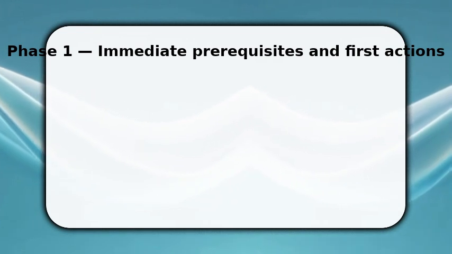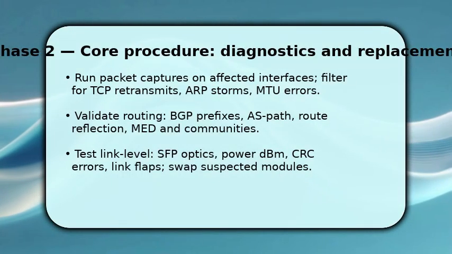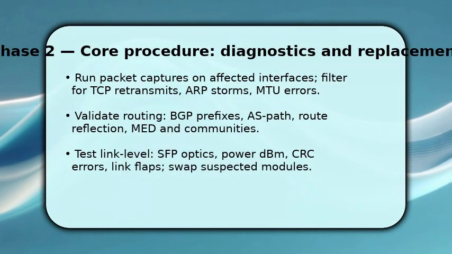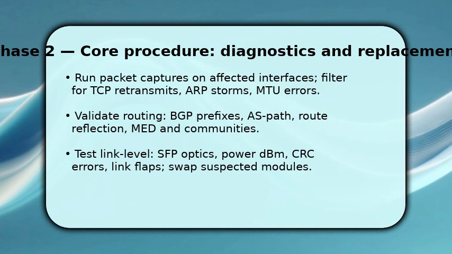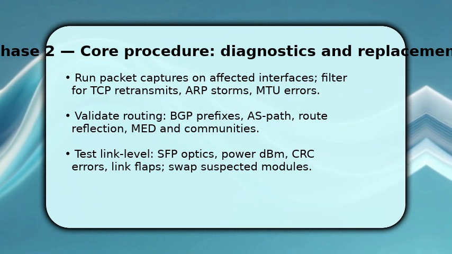Now you dive into the complex middle steps. Collect packet captures on the impacted interfaces and filter for TCP retransmits, ARP storms, and MTU fragmentation, because those reveal transport issues. Next, validate routing.